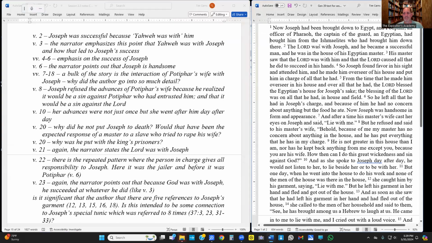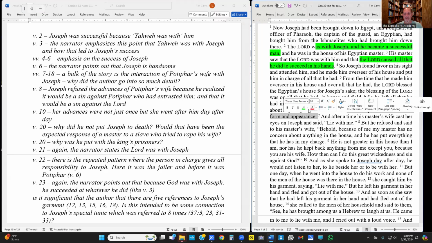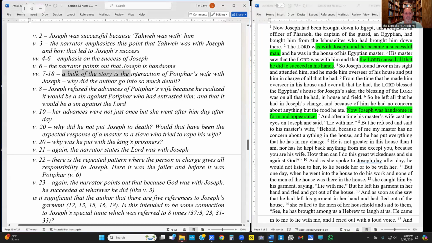I noticed that the Lord was with Joseph and he became successful. The narrator emphasizes that point again because he noticed the Lord caused all that he did to succeed. Joseph found favor in the sight of Potiphar, his master, and so his master made him overseer over the whole house. So these were some interesting features I noticed. The narrator also makes this comment about Joseph's appearance. And why does he do that? It seems because then he talks about Potiphar's wife.